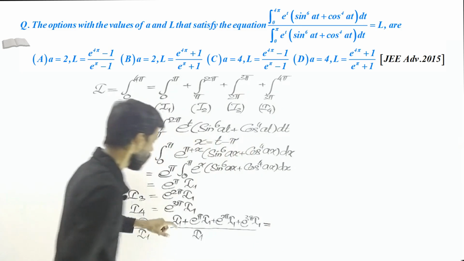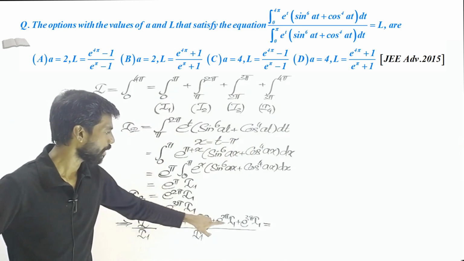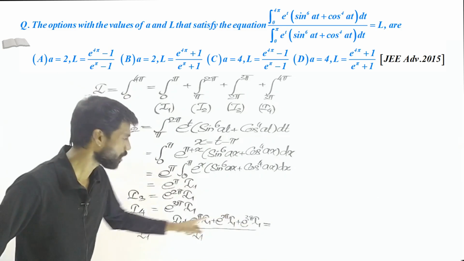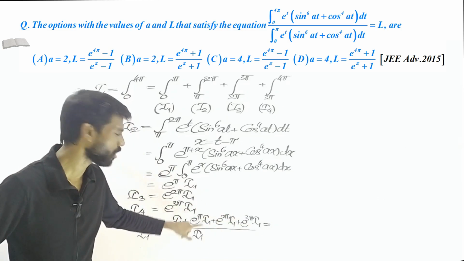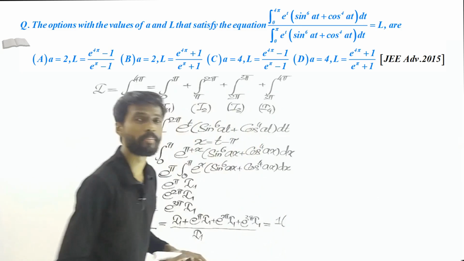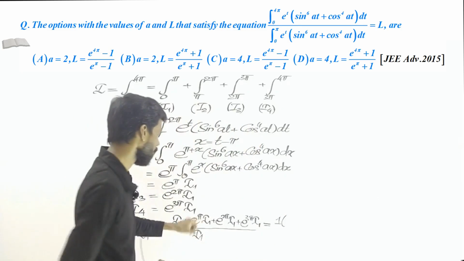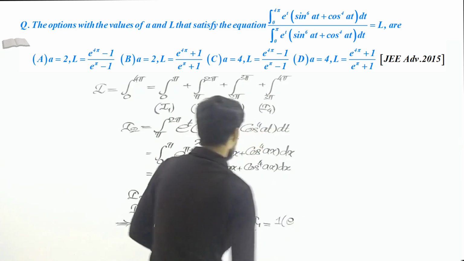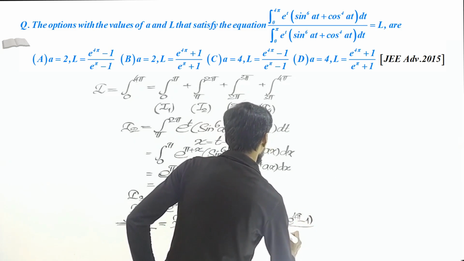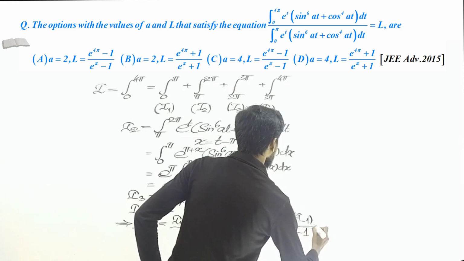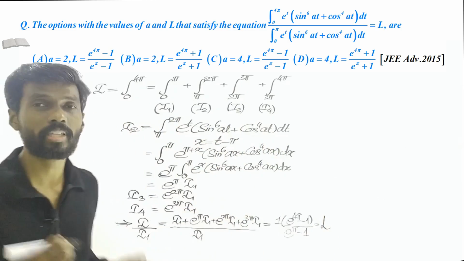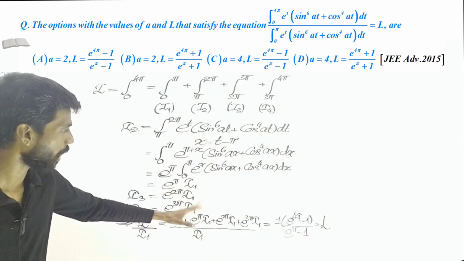Now what do you get? This is 1 plus e to the power pi, e to the 2 pi and e to the 3 pi. That is a geometric progression, so we can find the sum of the GP. The common ratio is e to the power pi and the first term is 1. So the sum is a times r to the power n minus 1 divided by r minus 1, where r is e to the power pi and 4 terms are there. So it is e to the power 4 pi minus 1 divided by e to the power pi minus 1. That is what is denoted by L, so that is the value of L.